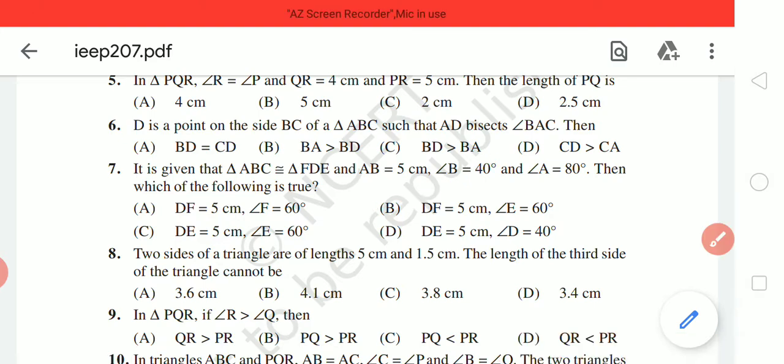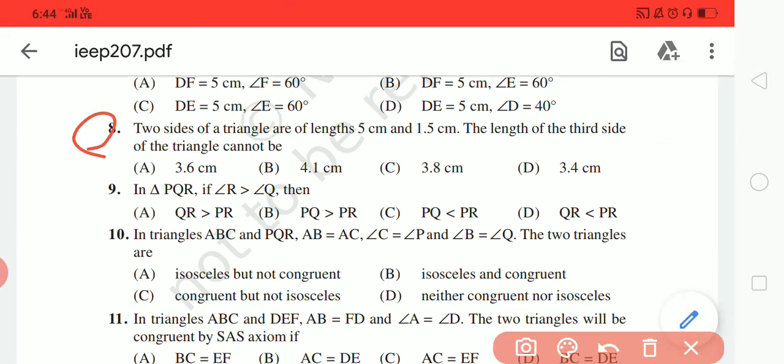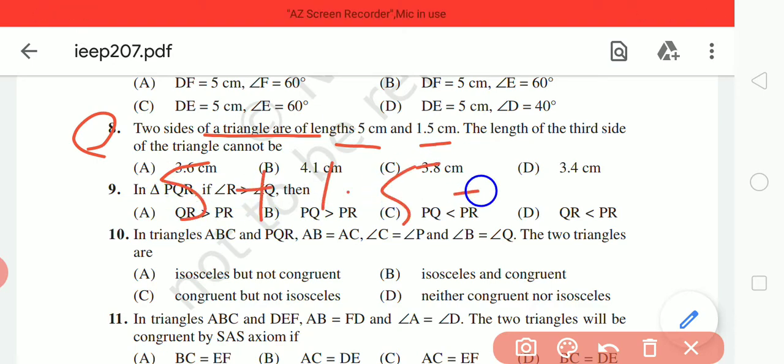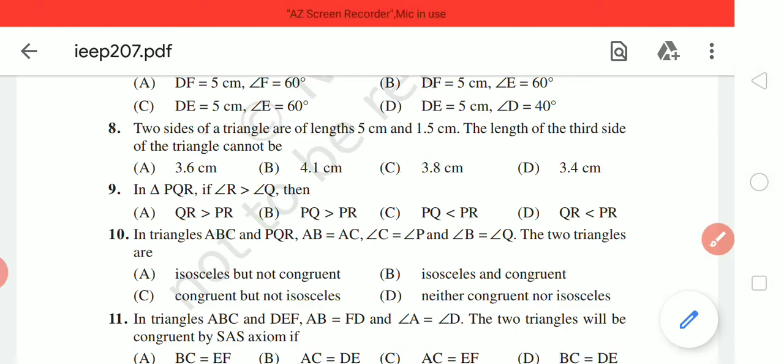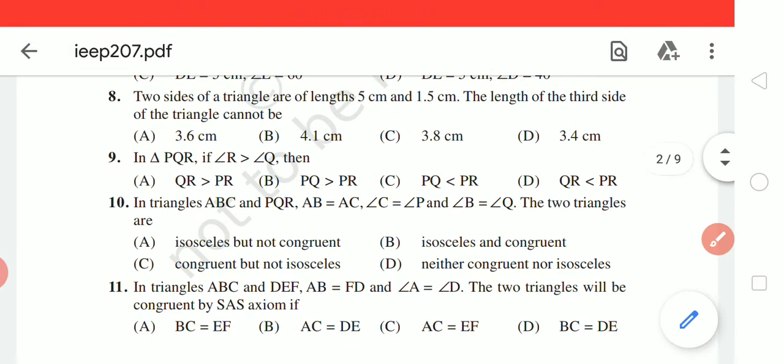So come to question number 8. Two sides of the triangle are of length 5 and 1.5. The length of the third side will be greater than the sum of these two. You know that 5 plus 1.5 is 6.5. It is more than 6.5, right? Because the two sides of the triangle are this, the third side cannot be less than 6.5. So let us check which shows the same result.